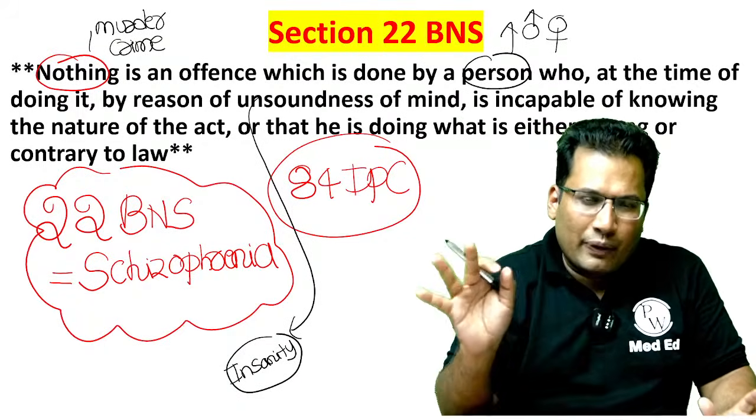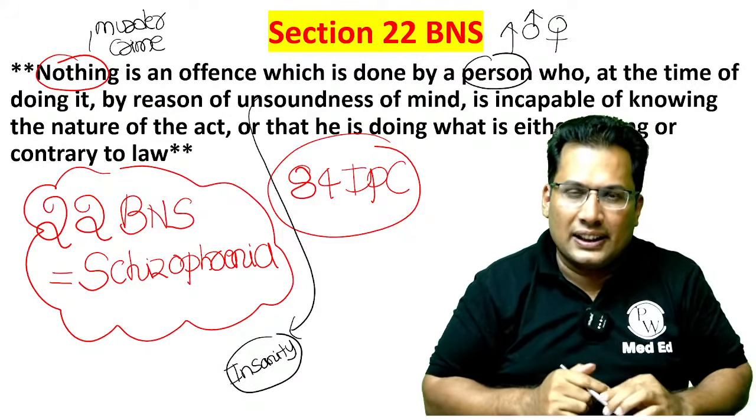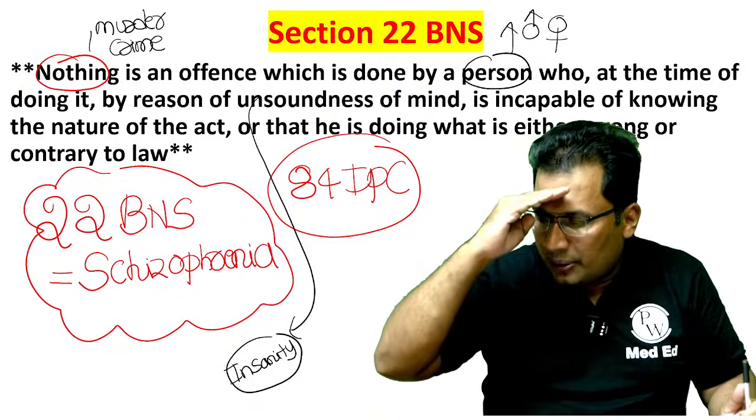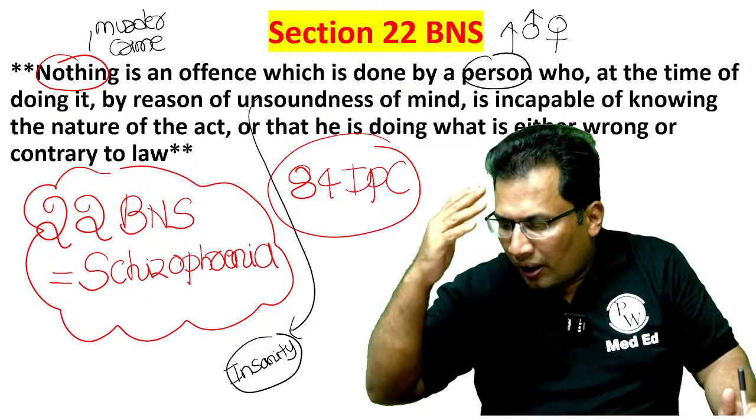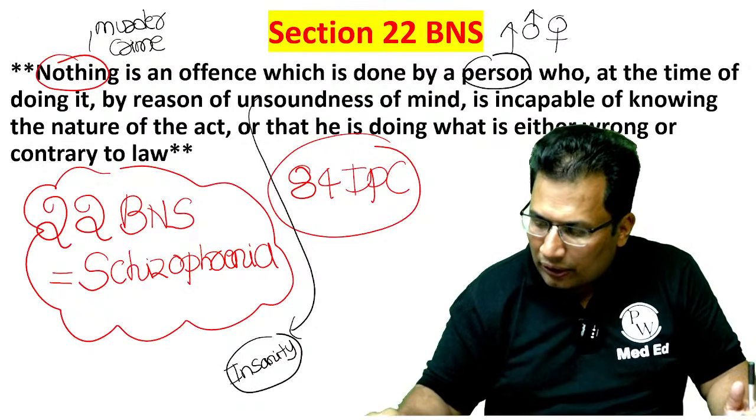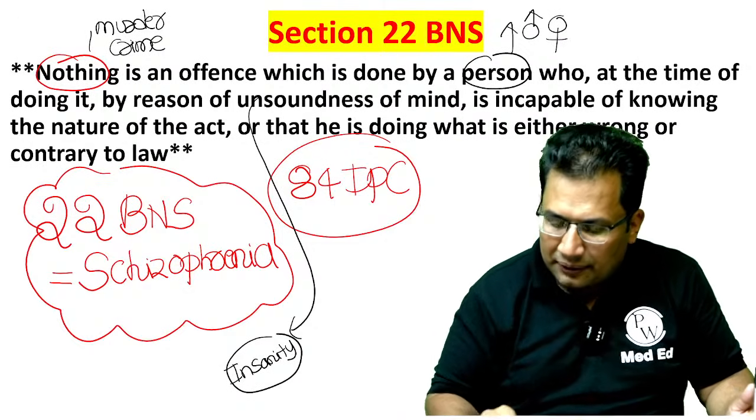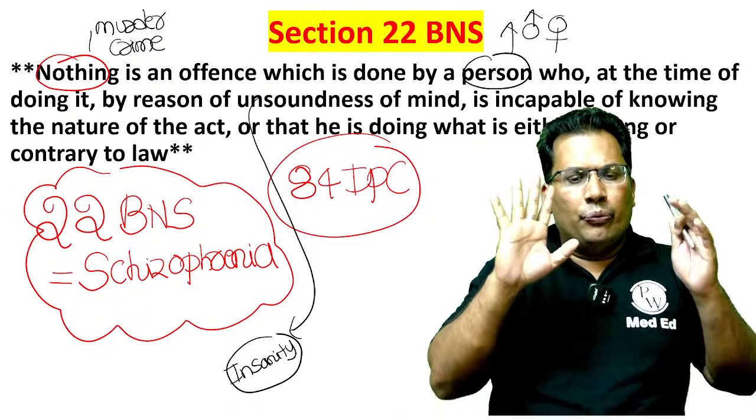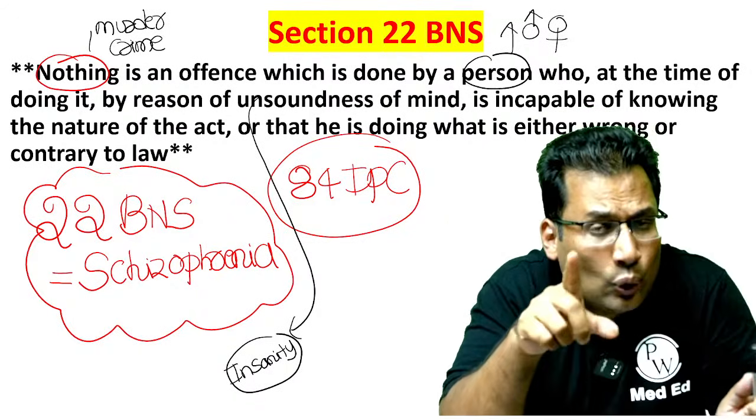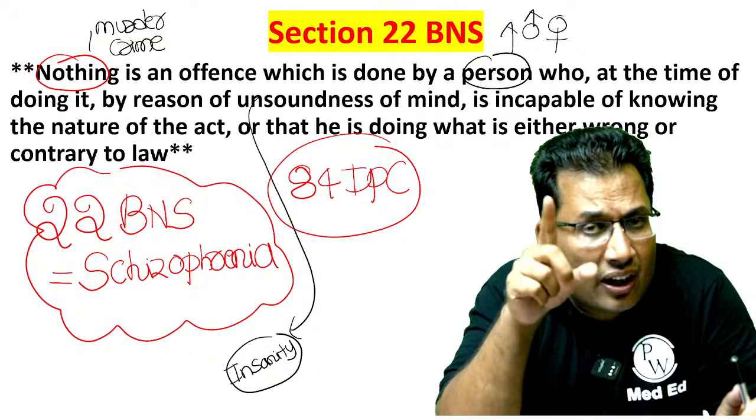Just revise once, twice. So it's easy. Good. 22. Rakesh beta excellent. Anu, Ranjan, Srinivas, Bhumika, very good. All answering. That's great. Now my question here is whether revenge is included in 22 BNS or not.